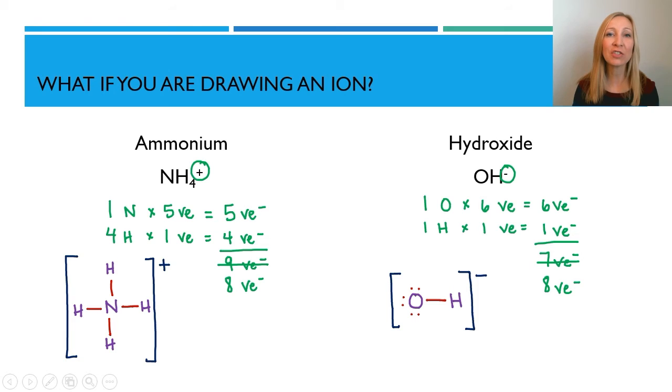And then we will finish this ion drawing by adding brackets around the portion that is an ion and then putting the charge on the outside of the brackets. So this is how you draw polyatomic ions.